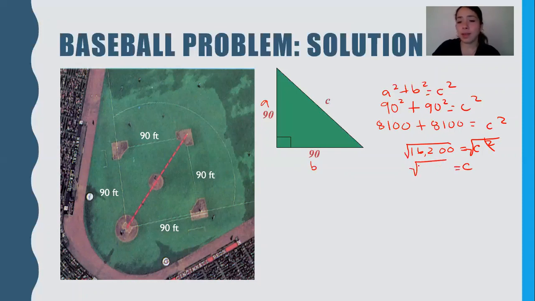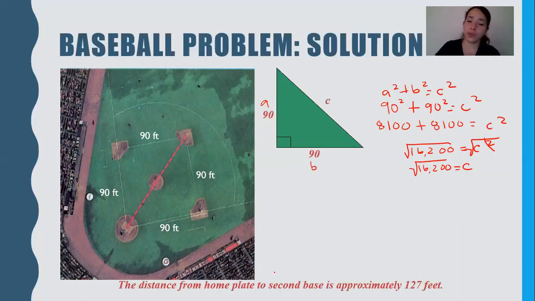Okay, we can plug that in. For now, I'm just going to write the square root of the total. Once you do find it, you will figure out that the distance from home plate to second base is about 127 feet.